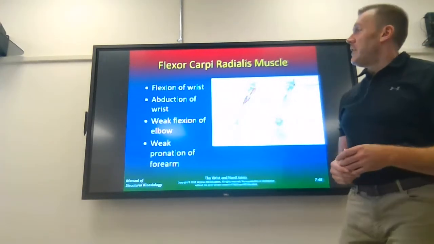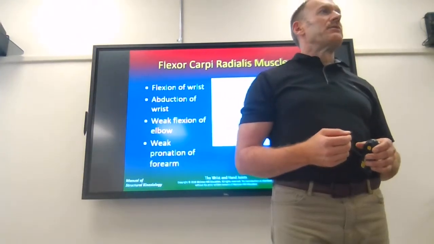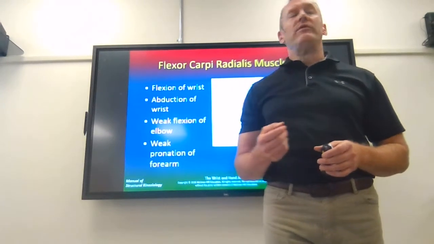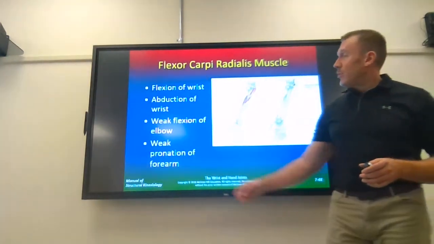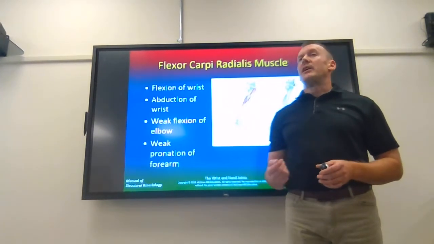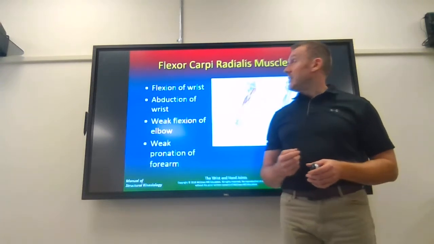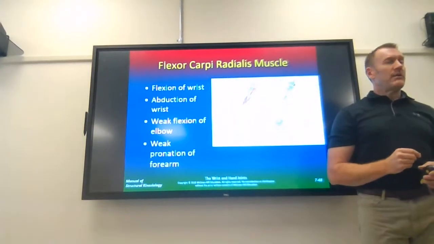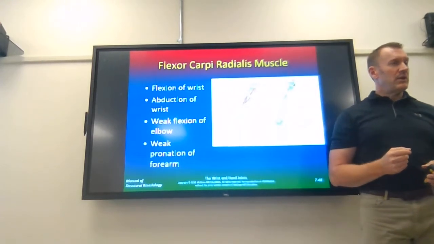So a muscle will act on all the joints that it crosses. So when we say a muscle crosses a joint, that means that it has impact in moving that joint. So you notice some things up here that might seem a little confusing. Weak flexion of the elbow. So we know that the biceps brachii, brachioradialis, those are the primary flexors of the elbow, but technically this muscle has its origin just above the elbow joint, just above the humeral ulnar joint. So it does act as a weak flexor of the elbow.